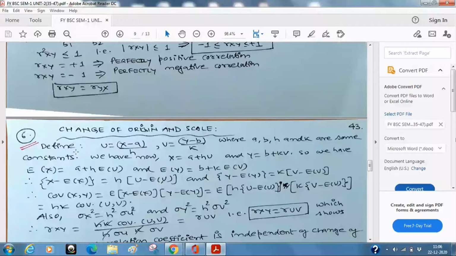Now we just look at here. We cross multiply here. So it will become hu is equal to x minus a. From here you can write x is equal to a, taking it on this side. So x will become a plus hu. Similarly, y can become b plus kv. Now I am using a word which I don't know whether you have studied in probability theory. The letter E stands for expectation.